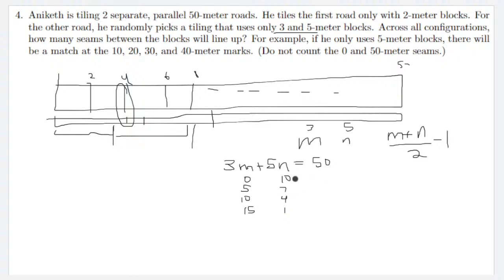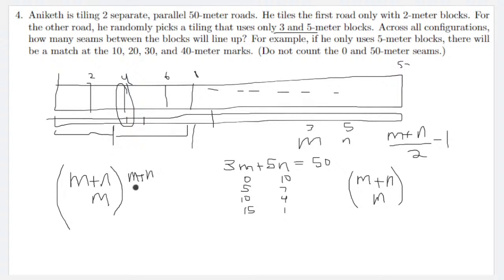So then, given this information, how many ways are there to configure these m 3-meter blocks and n 5-meter blocks? Well, you have m plus n blocks in total, and you should just choose m or n slots, it doesn't matter, to be whichever corresponding block it is. So we get (m plus n) choose m. So the total contribution of each configuration is (m plus n) choose m, times (m plus n) over 2 minus 1. And so we'll plug in each of these 4 scenarios into here, and to save time I won't do the computation right now, but you can find that the answer is 10,082.